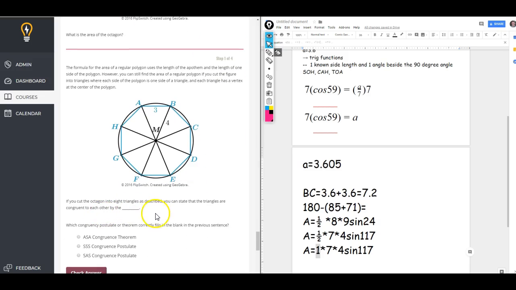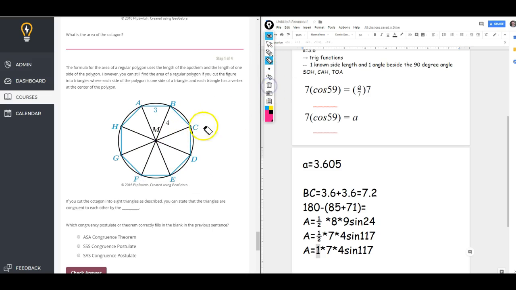So if you cut the octagon into 8 triangles, you can state that the triangles are congruent to each other by the blank. Which congruency postulate or theorem correctly fills in the blank in the previous sentence? Well, this segment intersects the outside of the circle and begins at the center, so this is a radius. And every radius in a circle, remember we're looking at this outer circle, not the blue one, is the same.